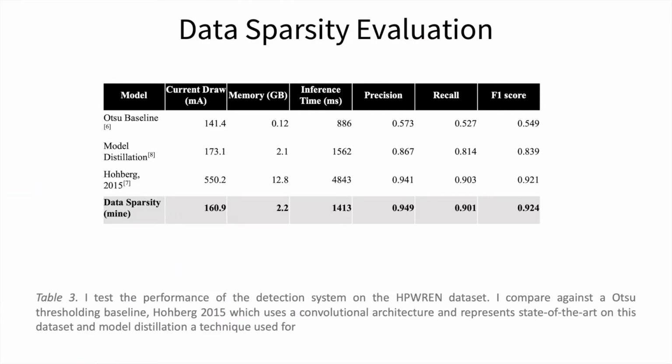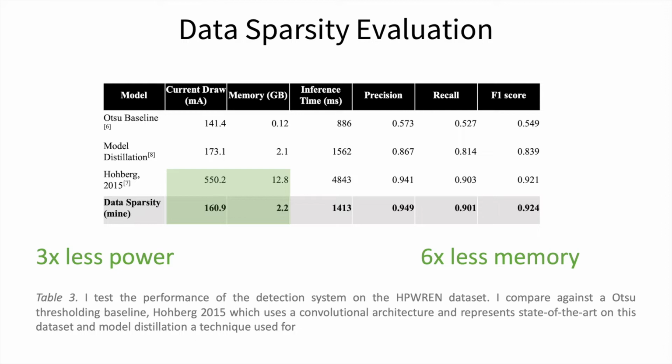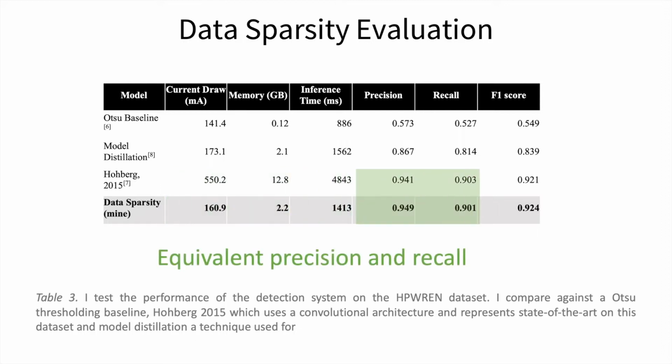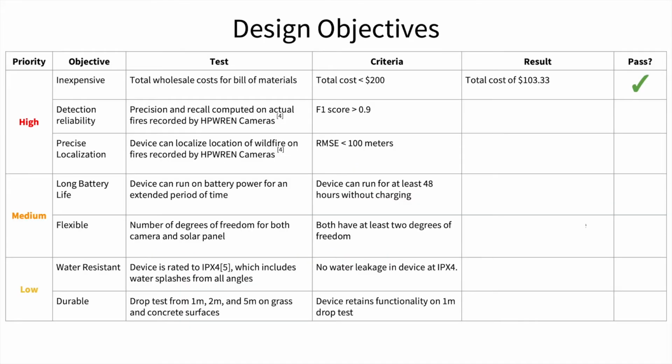After training the network, I evaluated performance on real wildfire footage in the HP Red dataset. The results show a 3 to 6x improvement over current state-of-the-art in both power consumption and memory usage, while maintaining equivalent levels of precision and recall. This gives us an F1 score of 0.92, satisfying the detection reliability design objective.